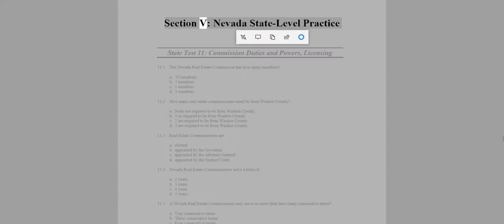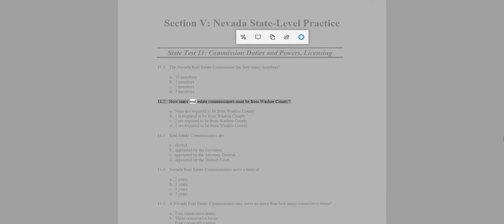Section V, Nevada State Level Practice Test, State Test 11, Commission Duties and Powers, Licensing. 11.1 The Nevada Real Estate Commission has how many members? A. 10 members. B. 7 members. C. 5 members. D. 3 members.